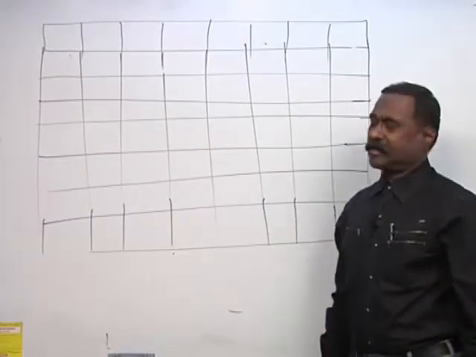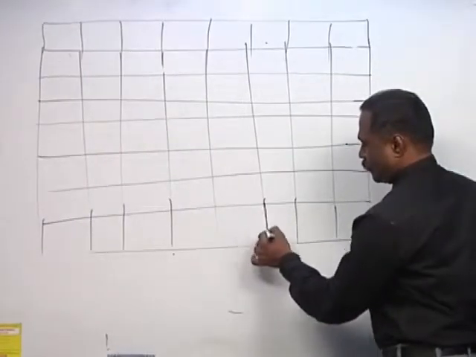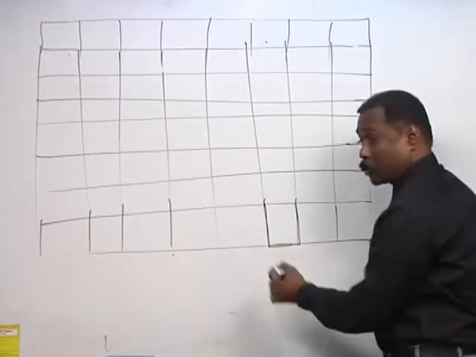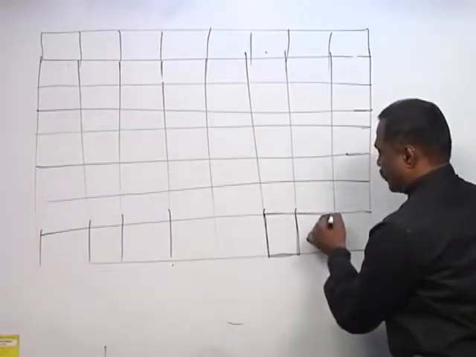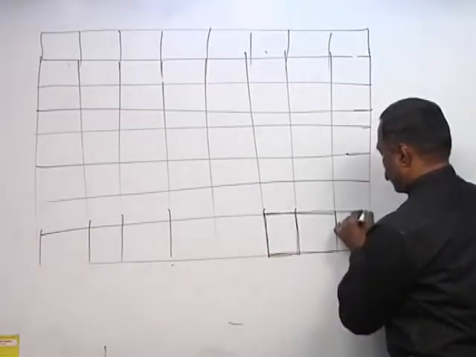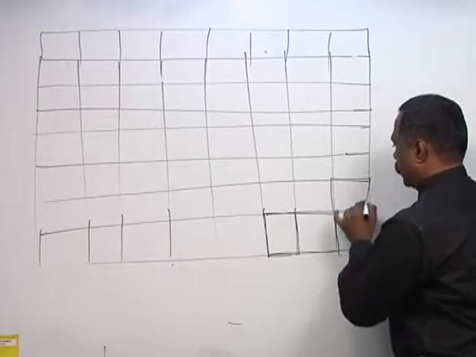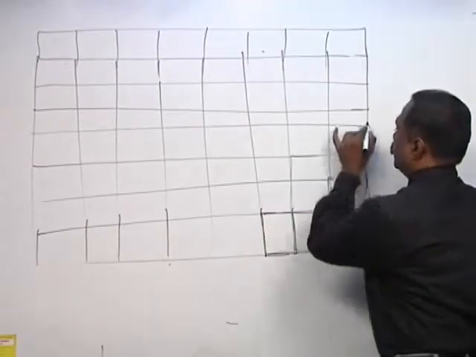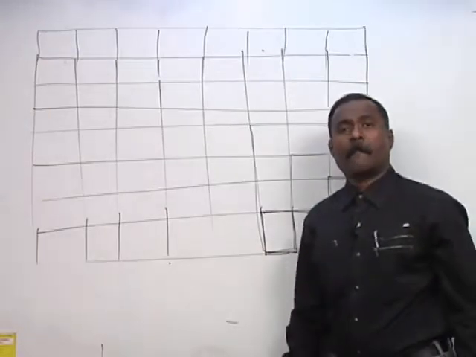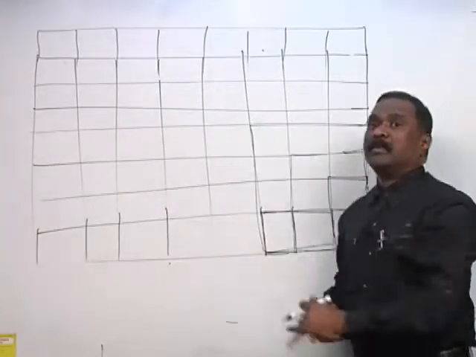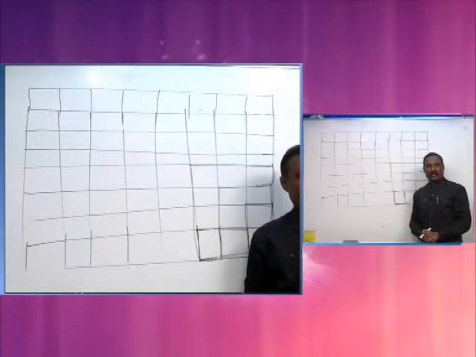Follow this carefully, please. This is one square, of course. A square is also a rectangle. This is another rectangle. This is one rectangle. This is another rectangle. This is another rectangle. So like that, how many rectangles will be there on the chessboard? That's what is needed here.